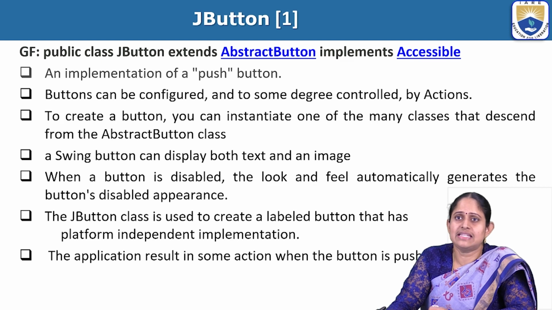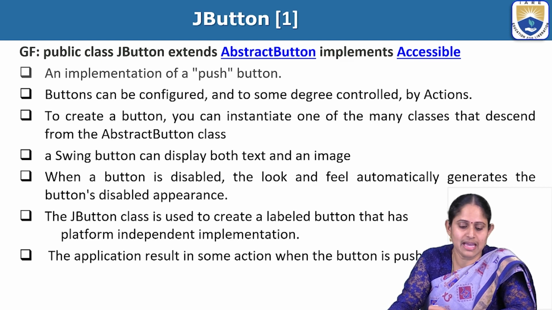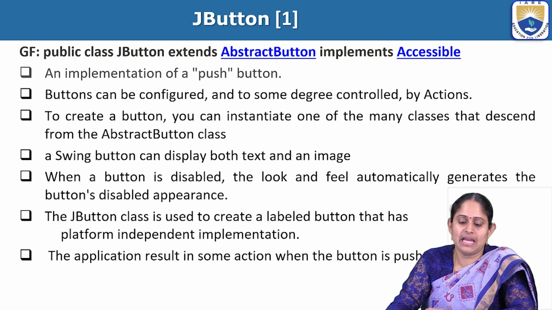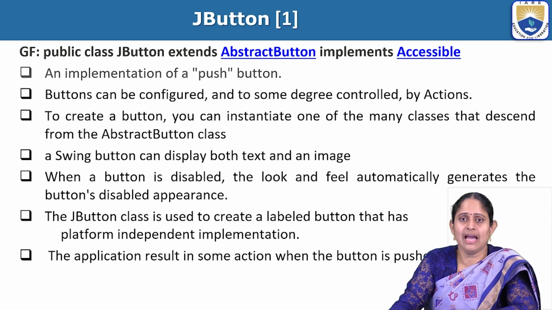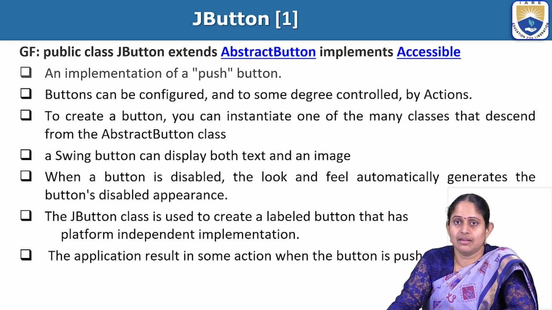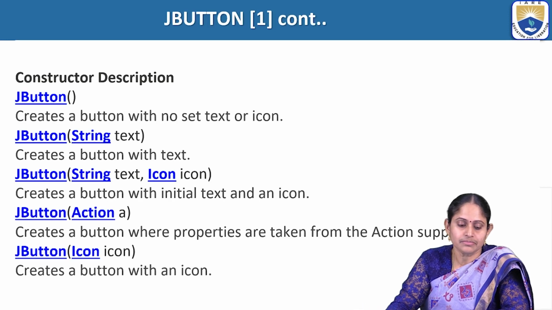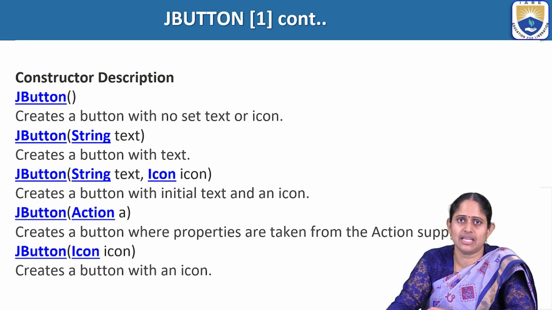To create a button, we can instantiate many of the classes that descend from AbstractButton. The Swing button is generally used to display text or an image. When the button is disabled, the look and feel automatically generates the button's disabled appearance. The button class is used to create a labeled button that has a platform independent implementation. The application may result in some action when the button is pushed.